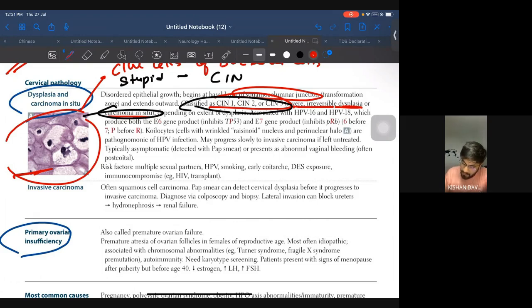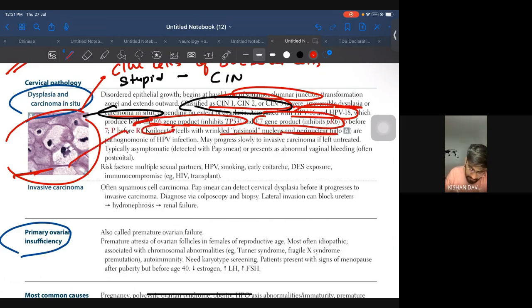Okay, so it is associated with HPV 16 and 18. Here also they produce both E6 gene protein, which inhibits TP53, and E7, which inhibits pRB. These 2 points are very important. Koilocytes, this is what koilocytes are: wrinkled, raisinoid nucleus and perinuclear halo. Okay, the koilocytes are important.